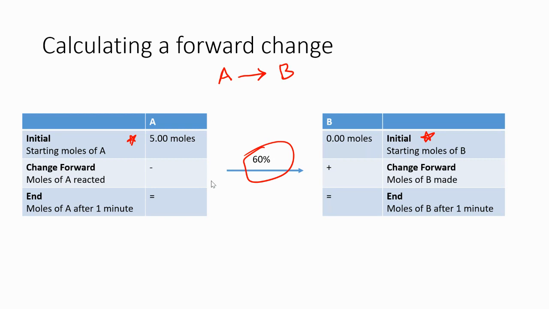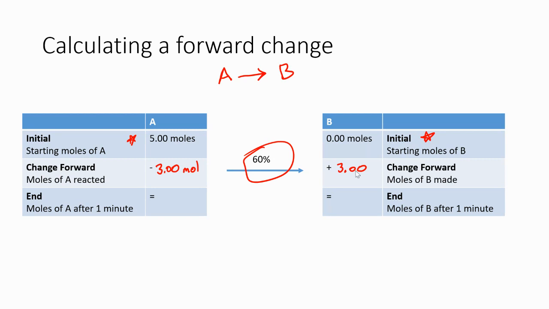Well, if 60% are going to react, the calculation that I want to do is pretty simple. I'm going to take 5 moles of A and multiply it not by 60%, but by the fraction 0.6. And when I do that, I get 3 moles of A react. Notice I have a negative sign in front of it, though. That's because it's disappearing. It's reacting. It's turning into B. And on the product side, I have that same 3 moles, but they're appearing, and so I have a positive sign in front of it.